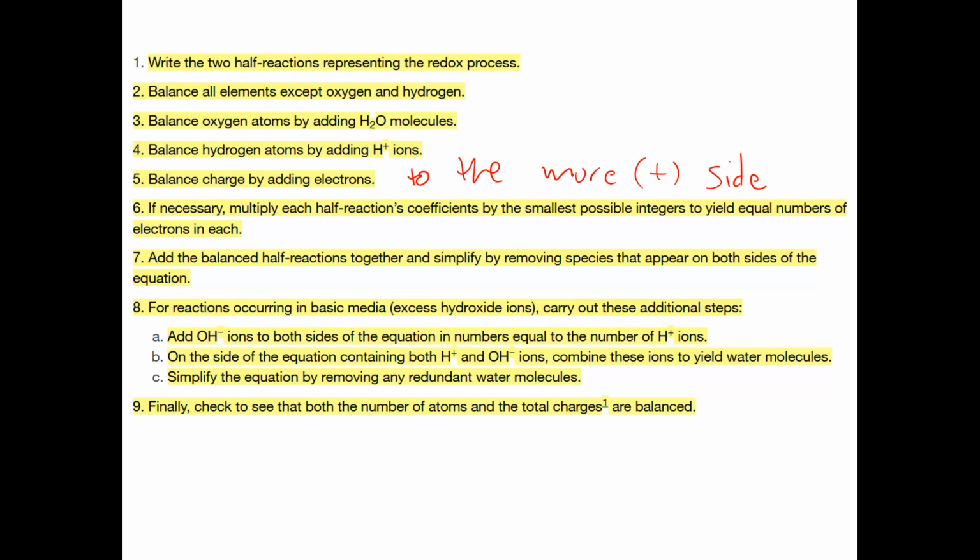The first of which is we're going to add 1 hydroxide ion to both sides of our equation for every H+ ion that is present. Then we're going to combine H+ and OH- ions to form water molecules. And then if we have any water molecules that can cancel, we're going to go ahead and cancel those water molecules. And then once everything's all wrapped up, you want to make sure that your equation balances for both the number of atoms present and also the total charge present. So having done that, you'll have your balanced redox equation.